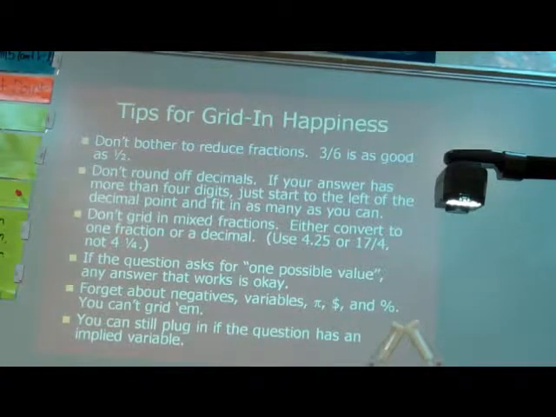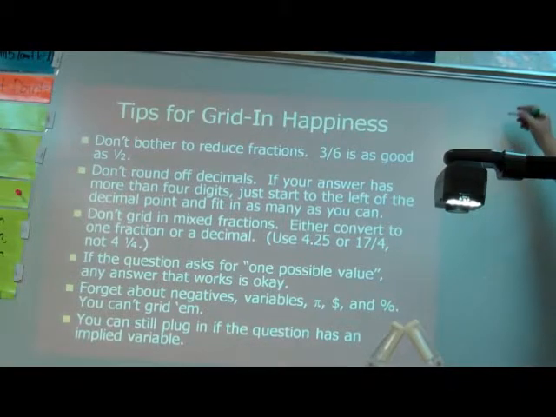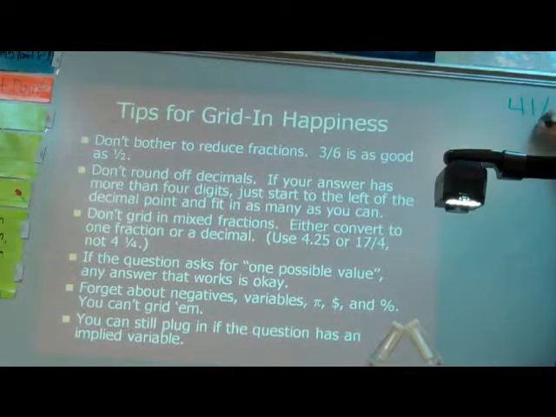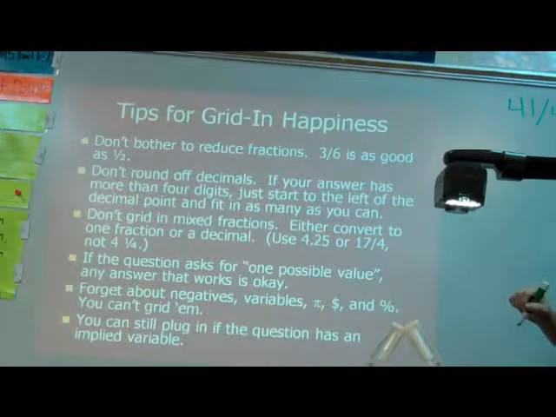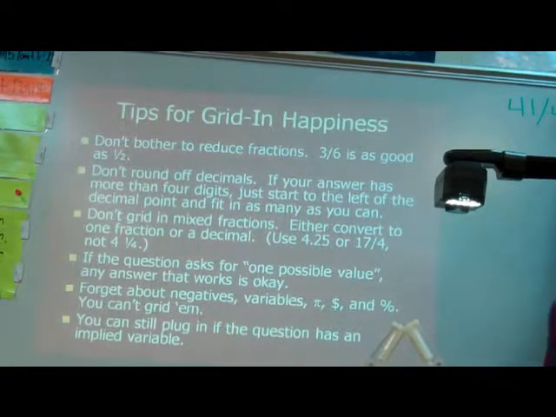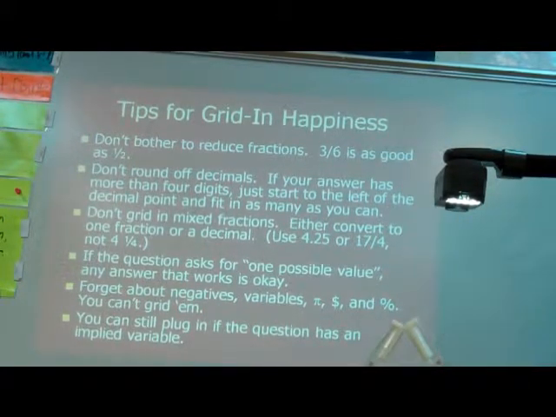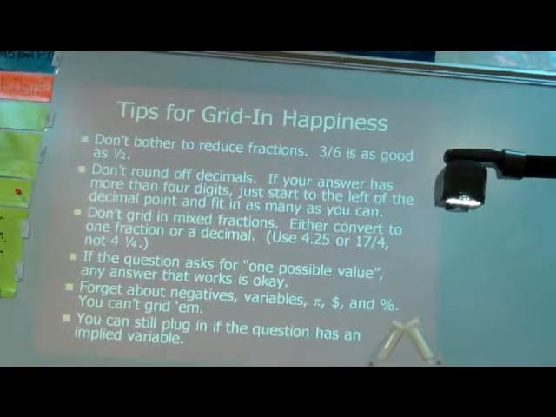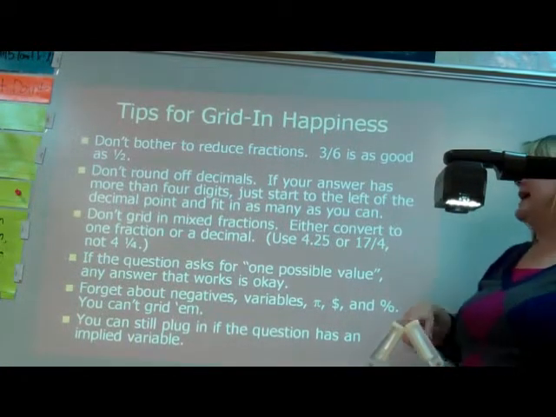Don't grid in mixed fractions. And the reason is because if you want to grid in 4 1/4, you can't grid it in because it looks like 41/4. So if it's a mixed fraction, you either need to make it a decimal, so like 4.25, or an improper fraction, 17/4.